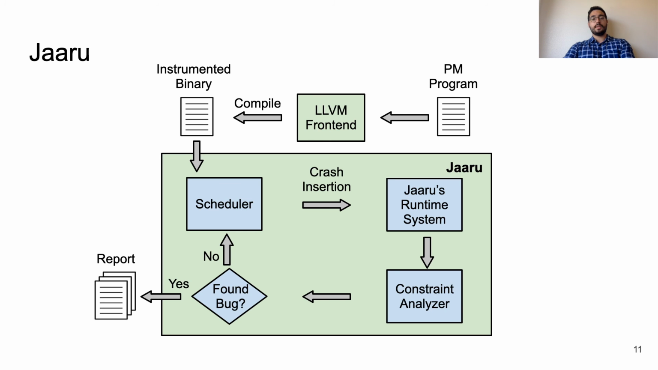To use Jaaru, the persistent memory program has to be compiled with Jaaru's LLVM frontend, which instruments memory and cache instructions. Then, after running the program, the scheduler identifies potential crash points, and the runtime system runs the program and simulates crashes. Jaaru analyzes the execution and refines the corresponding constraint for each cache line. If it finds bugs in the program, it reports them to the user. Otherwise, it repeats the process until there are no more executions.